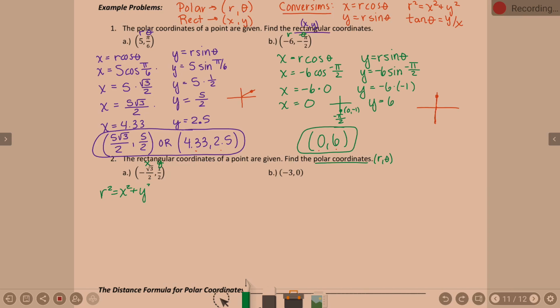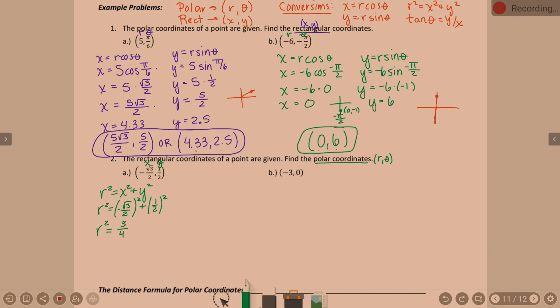Oof, we have to do some math. Negative square root of 3 over 2, quantity squared, plus 1/2 squared. Okay. Square root of 3 squared. I'm not using a calculator right now. Square root of 3 squared is 3. You square root, you get what's under the square root, yes? Square root of 3 squared is 3. What's 2 squared? 4. It's not under the radical, it's just 4.